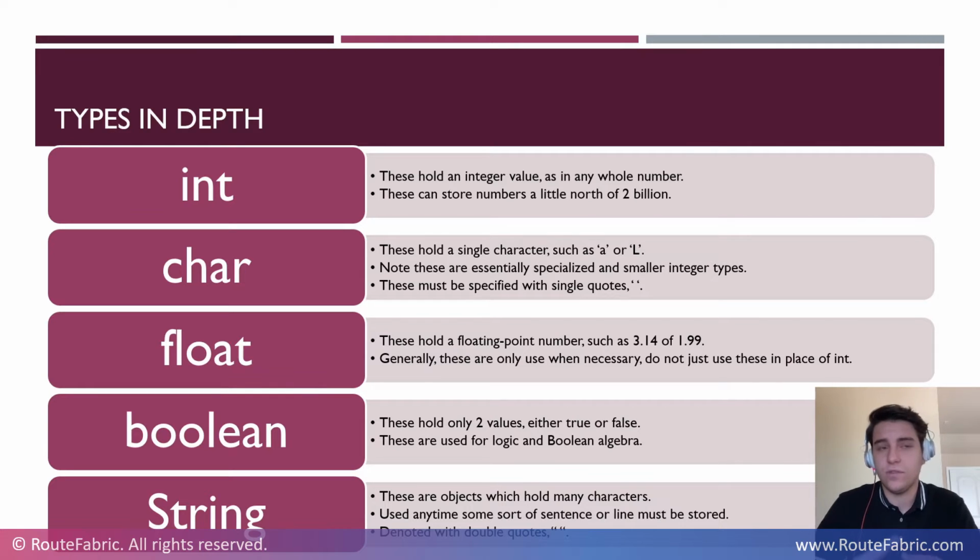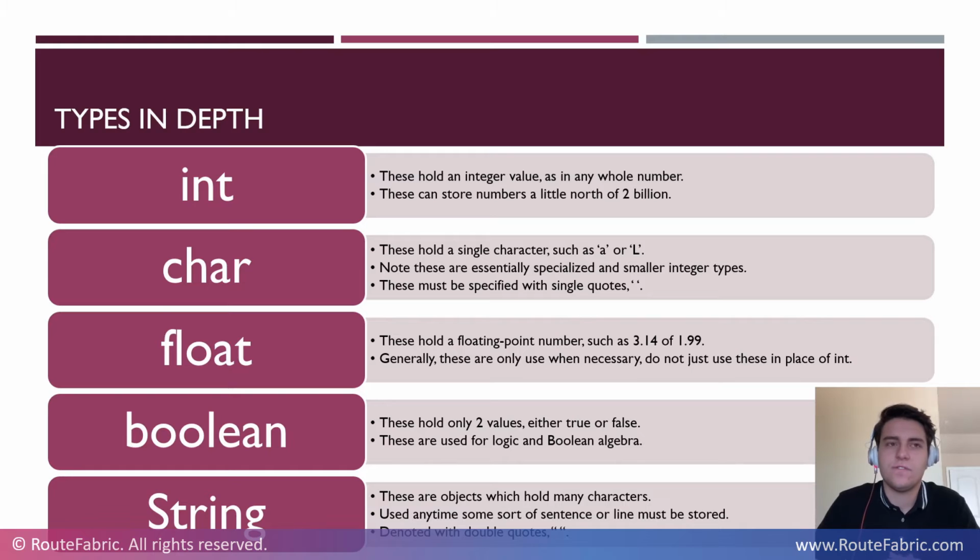We also have a float as another type, and these hold a floating point number. So this would be like 3.14, 1.99. So these are useful if you're doing complex calculations that require floating points, or if you have money, that kind of thing. That's what they're used for. So this is something to keep in mind. This is kind of convention and best practices. Generally, these are only used when necessary. So don't use these in place of an integer.